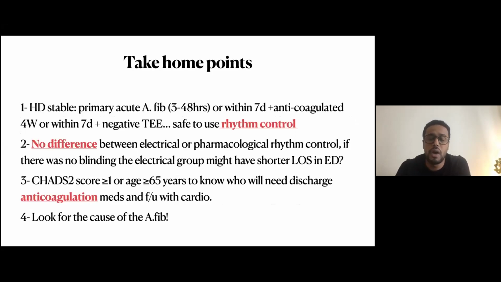Our take-home points from this article: rhythm control is a safe and effective way to manage primary acute atrial fibrillation, and there is no difference between the electrical and pharmacological approach. And always, always, always remember your CHA2DS2-VASc score for those patients who will need anticoagulation, and look for the cause of the acute atrial fibrillation.